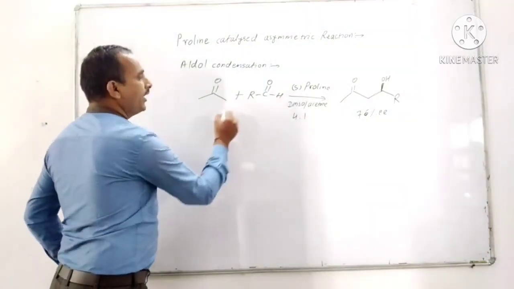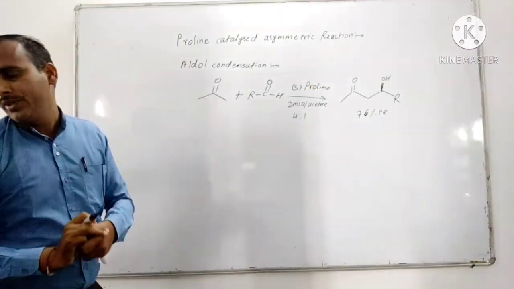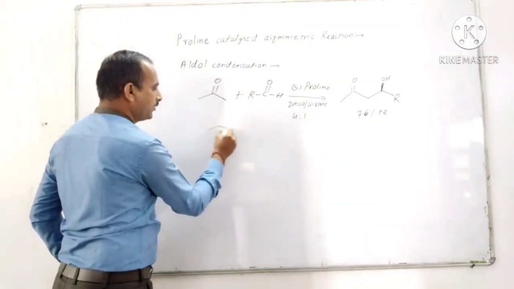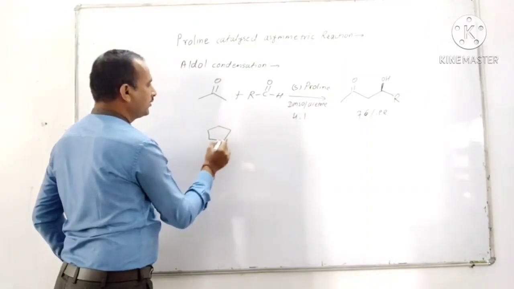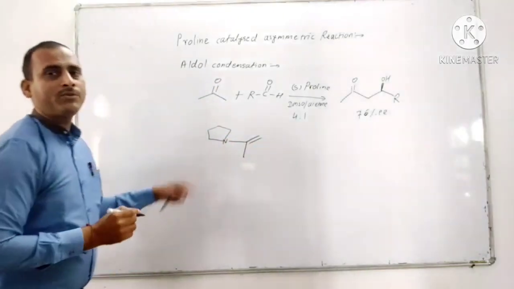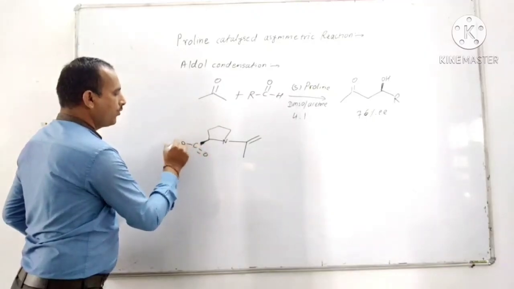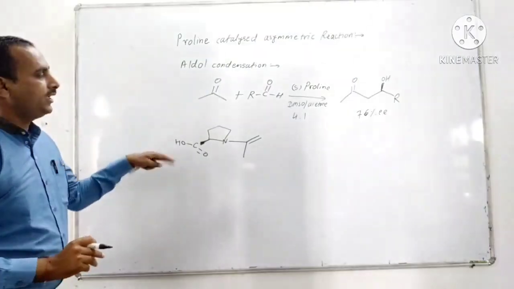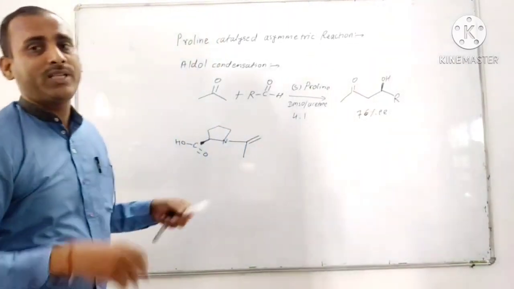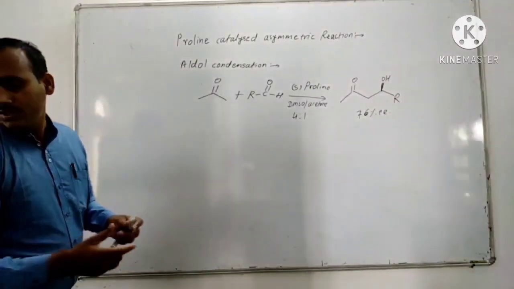The S-proline forms the enamine. So the reaction occurs through the formation of enamine, and this enamine of the ketone with S-proline can attack on this carbon. Such a type of enamine formation takes place through the COOH of the S-proline, and this enamine reacts with the aldehyde through a 6-member transition state where the R group is present at the pseudo equatorial position. So let's see the mechanism through the 6-member transition state.